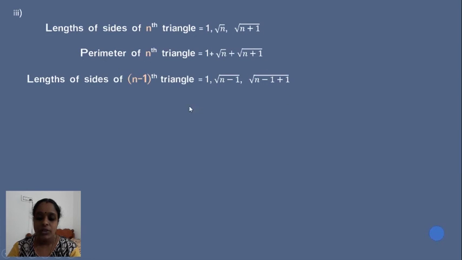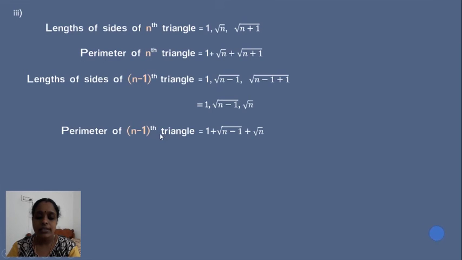After simplification, you can see it is 1, root n minus 1, root n. Here root n minus 1 plus 1 is cancelled. So what is the perimeter of n minus 1th triangle? That is the sum of the lengths of sides, that is 1 plus root n minus 1 plus root n.